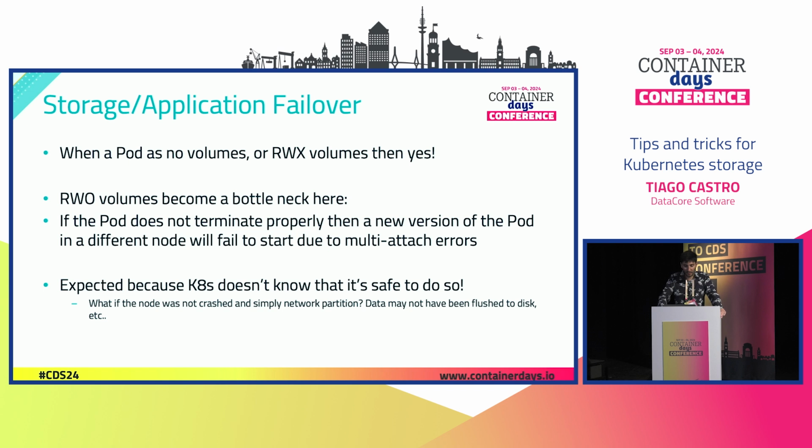If the pod doesn't terminate properly, then a new version of the pod will basically fail to start due to multi-attach errors. This is expected, and Kubernetes doesn't know that it's safe to actually move the pod because the node could still be up and not actually down. Then it might have caches that still have valid data, so it's not safe to do it.